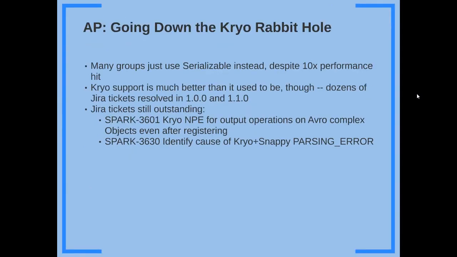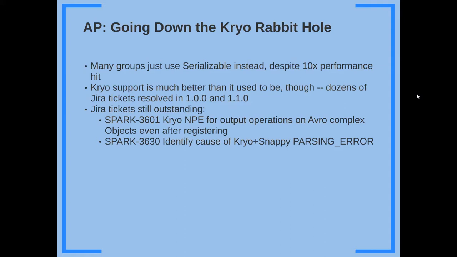Another anti-pattern is going down the Kryo rabbit hole. Life has improved substantially in the 1.0 and 1.1 releases. But there are still issues with Kryo. If you're trying to use Kryo with Avro on anything moderately complex that involves arrays or structures, there are still issues.